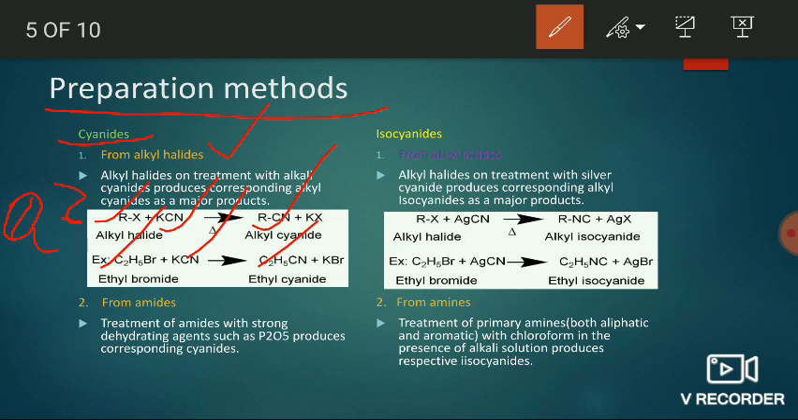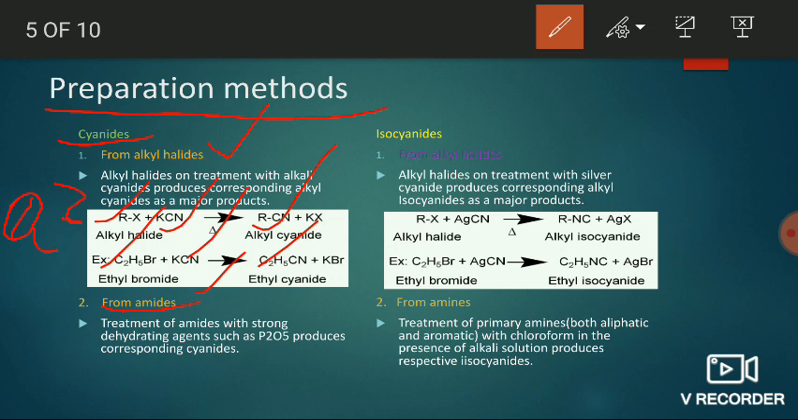Okay, next, preparation of cyanides from amides. Amides are derivatives of carboxylic acids. There are 4 derivatives of carboxylic acid: esters, anhydrides, acid halides, and amides. By treating carboxylic acid with ammonia or an ammonia derivative, that is an amine, we get the corresponding amides. That is the generation of amides from carboxylic acids.